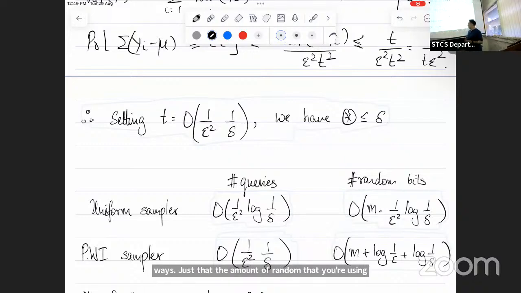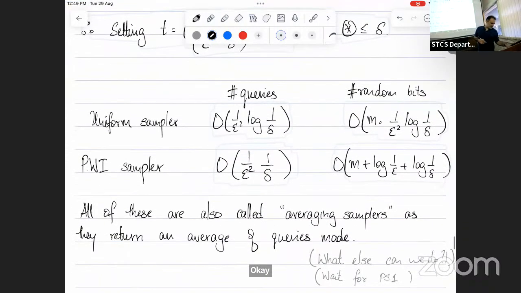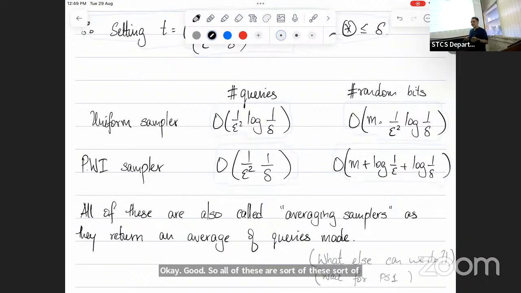Okay. Good. So all of these samplers are also called averaging samplers. Because what is a sampler? At the end of the day, it makes a bunch of queries and it returns the empirical average. So these are called averaging samplers. But it feels a little puzzling, because what else can you do? I mean, you're supposed to get an expectation.